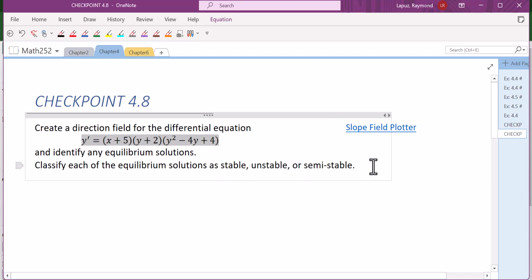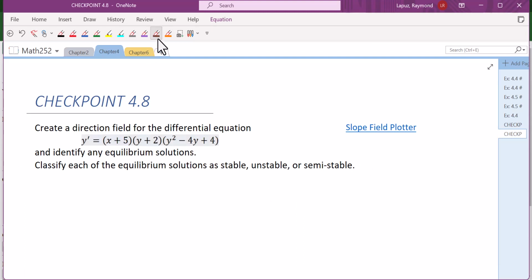So before we get to the plotter, I just want to do some quick analysis based on this differential equation, and we can try to anticipate what will happen. If we take a look at this differential equation, we set this equal to 0 generally, so that we can find our critical or our equilibrium solutions. And we're generally looking for y values that would make this equal to 0.